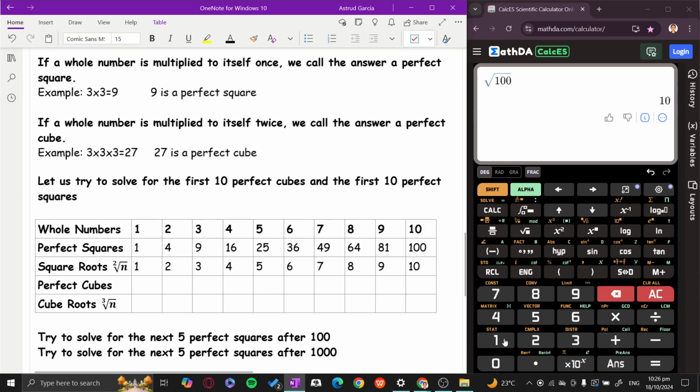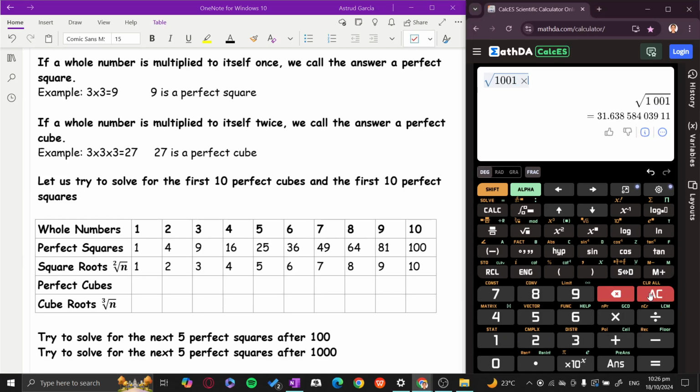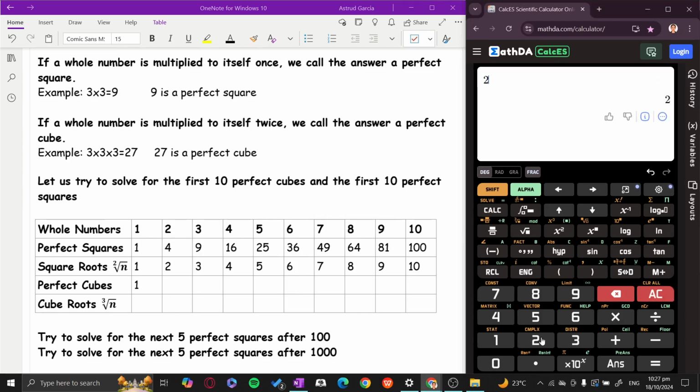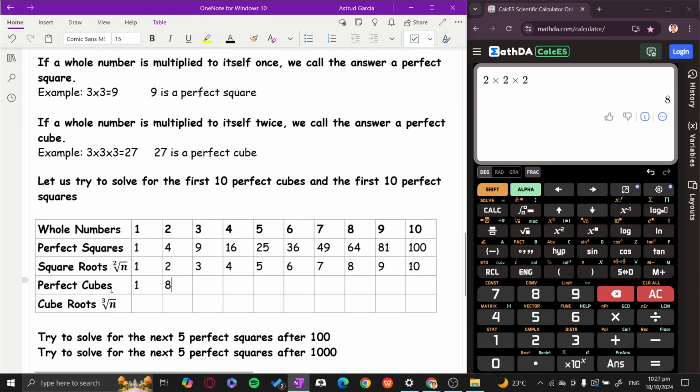So let's try 1. First we have to multiply 1 by itself twice. So that's 1 times 1 times 1. We get 1. So the perfect cube is 1. And then we do the same for 2. 2 times 2 times 2. We get 8. So the perfect cube of 2 is 8.